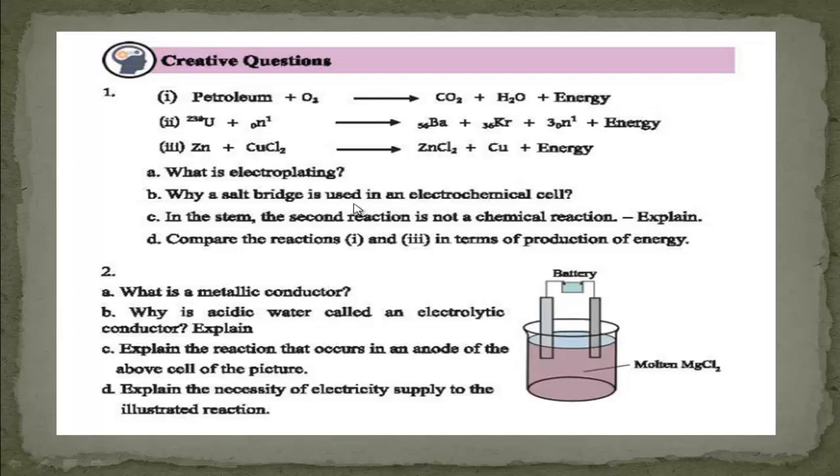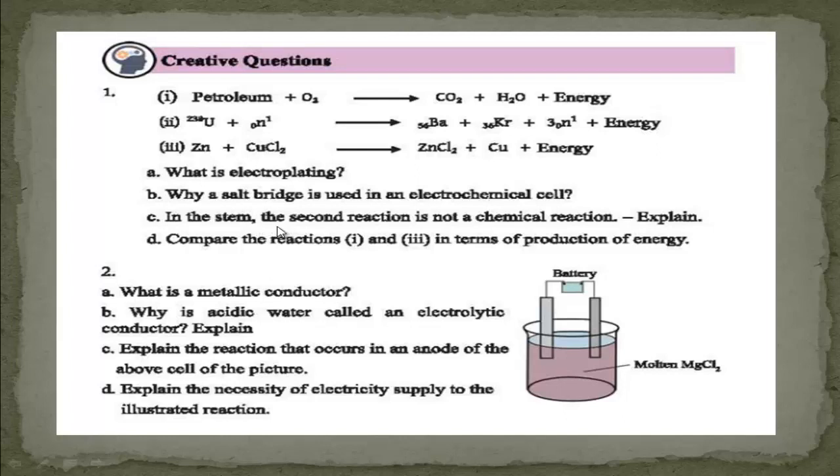Why is a salt bridge used in an electrochemical cell? You know that a salt bridge is used in an electrochemical cell for balancing the positive and negative charge on both electrolytes, and to continue the process for a long time. The main function of the salt bridge is to balance the deficiency of positive and negative charge on both electrolytes.